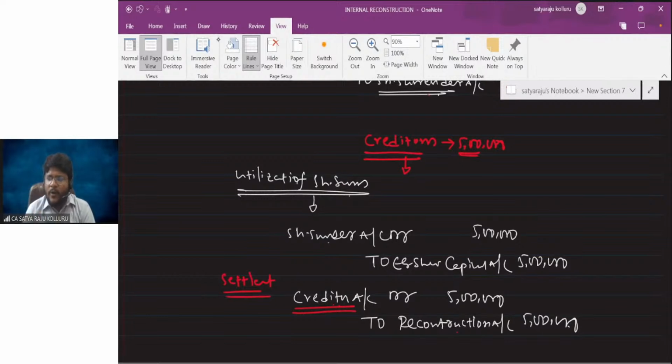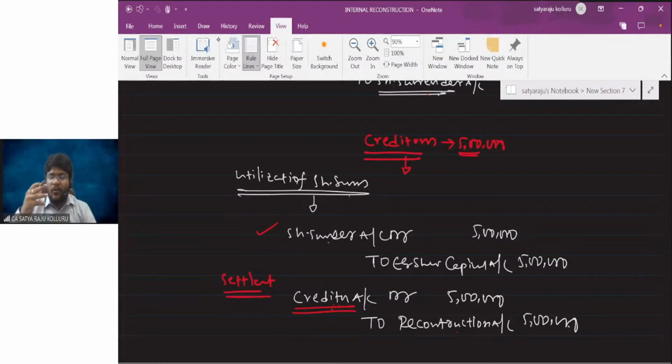The very simple point you need to observe here is that at the time of utilization of share surrender, I will pass this entry only, that is share surrender to equity share capital. But whatever profits I got due to the issue of shares out of share surrender to the creditors, I am recognizing at the time of settlement to the creditors by passing the entry creditors to reconstruction.